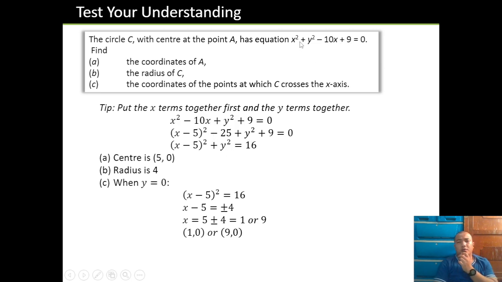Okay, I try to solve this by completing the square. It becomes x minus 5 quantity squared plus y squared equals 16. You know your process now. So from the equation, we can tell the center (5, 0), radius 4. Now, when y equals 0, x is either 1 or 9. So (1, 0) or (9, 0). That answers letter C: the coordinates of the points at which C crosses the x-axis, (1, 0) or (9, 0).